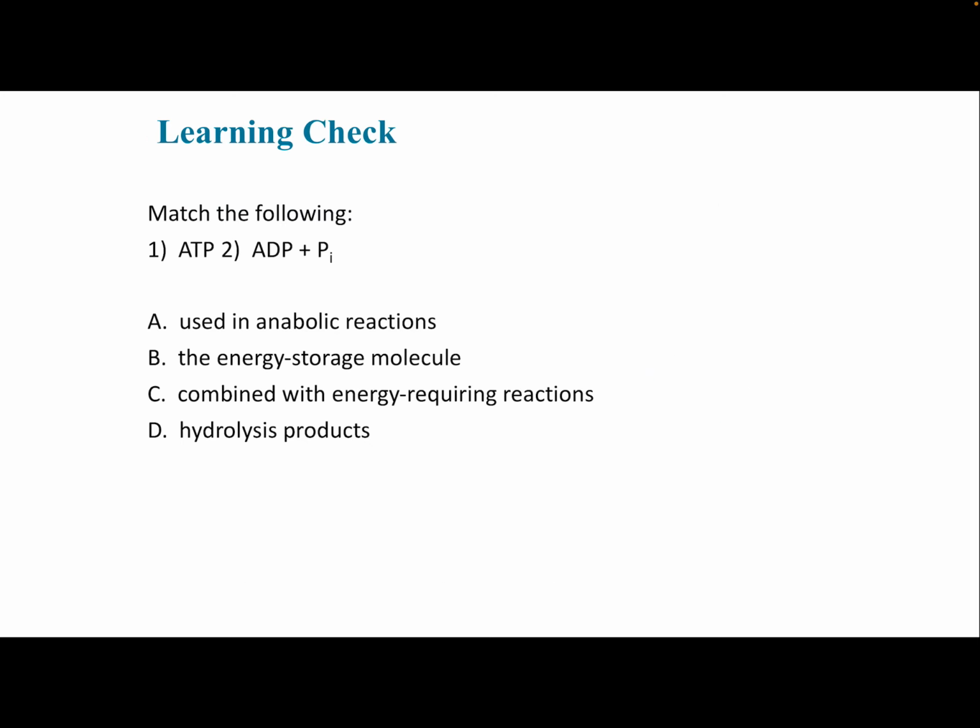So quick learning check. Try to match these up. So 1 is ATP, 2 is adenosine diphosphate, and a free phosphate. So it would be pre-hydrolyzed and hydrolyzed. So see if you can figure out what goes with what. Pause it, give it a shot.